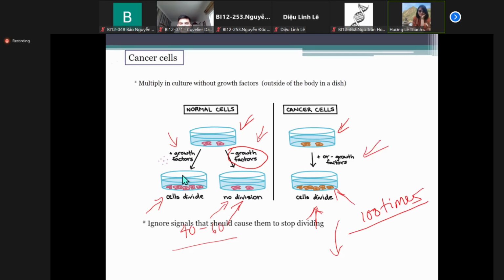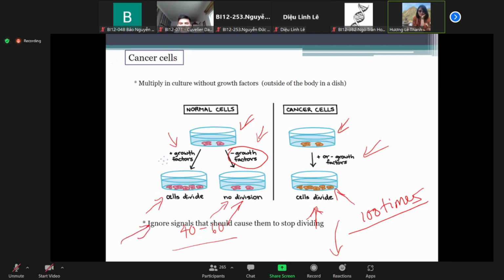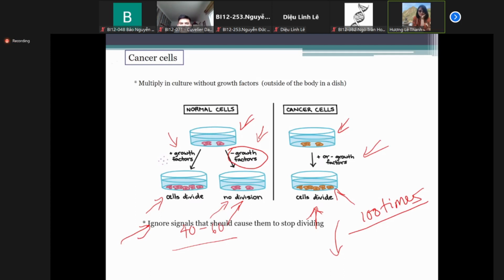So what is happening here? They ignore the signals that should cause them to stop dividing. Remember when p53 sends the information that you need to die because you contain some DNA damage? The cancer cell will ignore all the signals from the body. That's why we have cancer and tumors, because our body cannot control them.